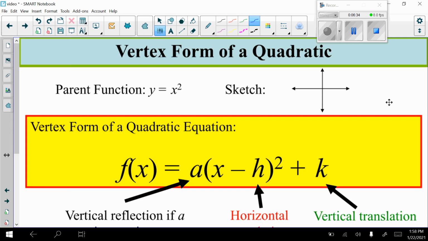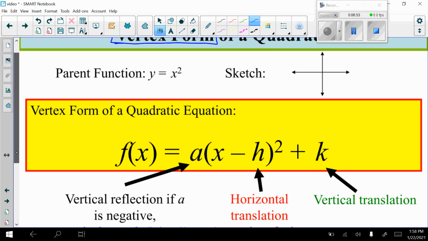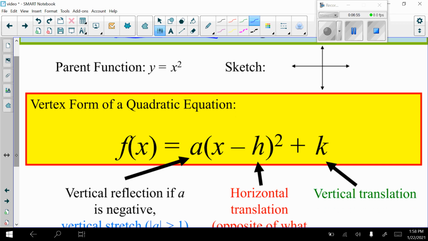Right? So I'm going to show you in this video the first form of a quadratic equation that we're going to focus on. We call it vertex form. Okay, there are going to be three forms of the quadratic that we look at in this class. Vertex form is going to be the first one, and that's kind of what this video is going to be all about. Vertex form of a parabola looks like this. f of x equals a times (x minus h) squared plus k.